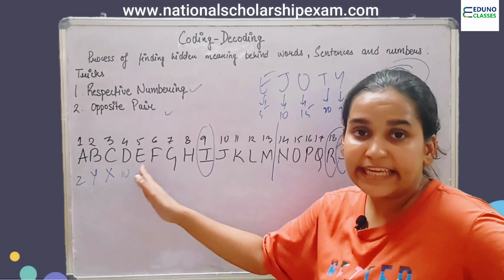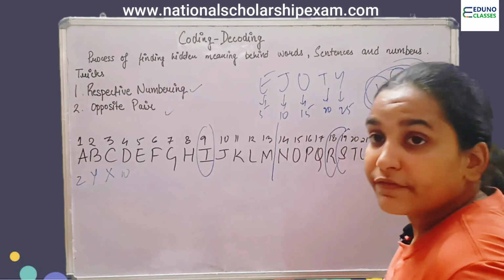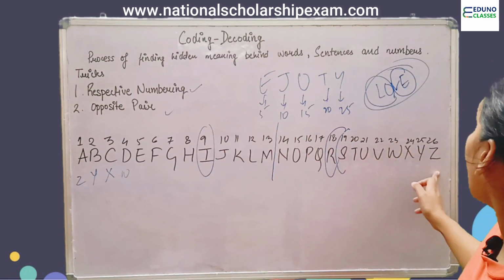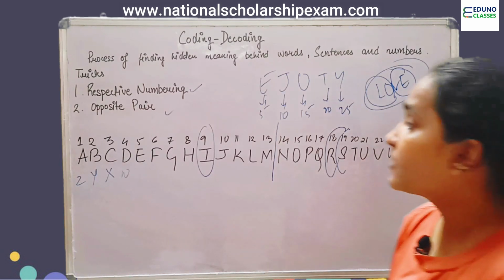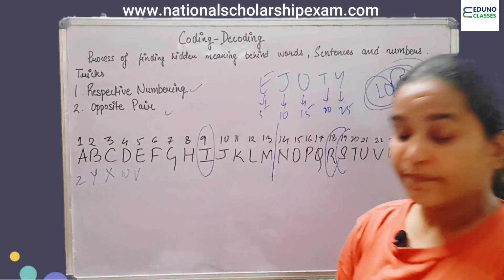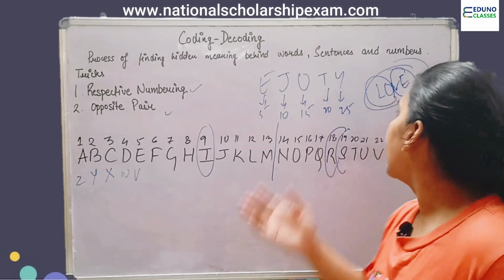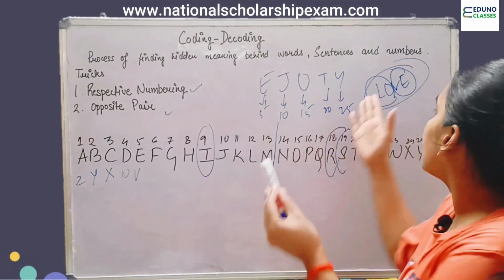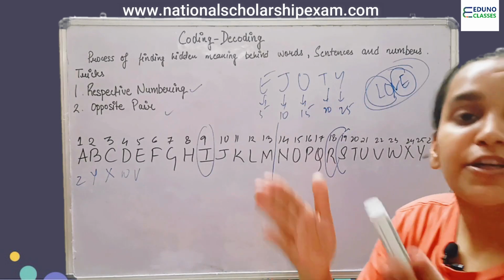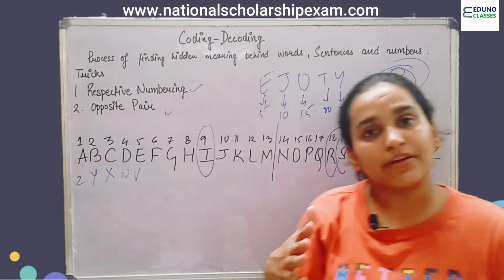E is fifth from this side, and fifth from the other side is V. 1, 2, 3, 4, 5 makes the pair. So love gives the opposite of E and L, or we can say O and V. Opposite of L is O, opposite of O is L, opposite of V is E, opposite of E is V.